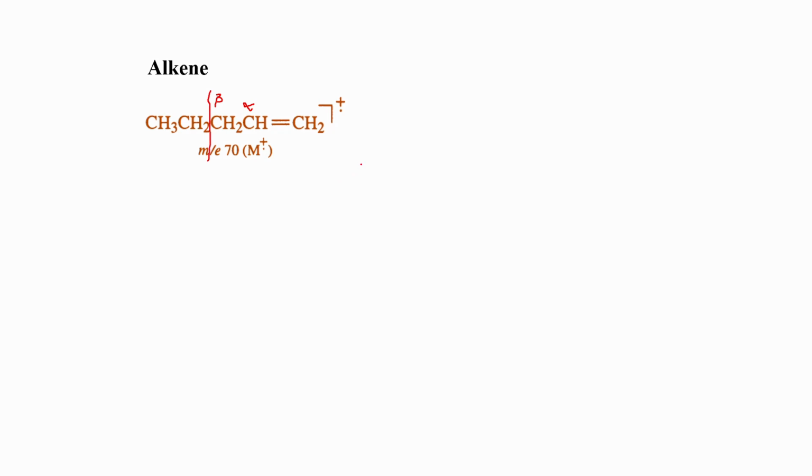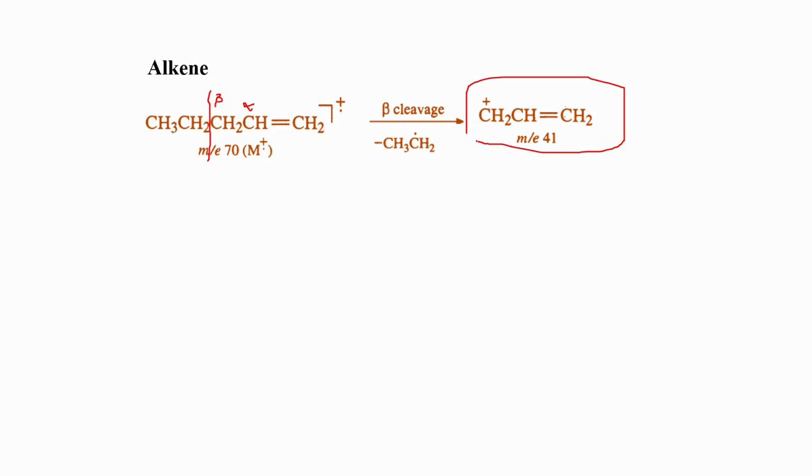Thereby, in this case, an ethyl radical is eliminated to form this carbocation. This is very important. Usually this peak with m/e 41 is obtained as a base peak. It is an allylic cation: by the beta cleavage of an alkene, we will get an allylic carbocation, which is usually obtained as a base peak.